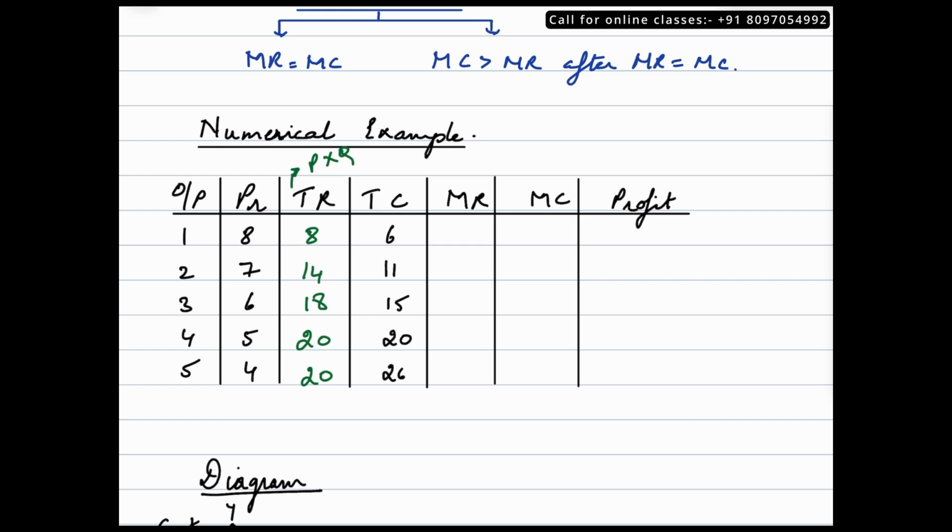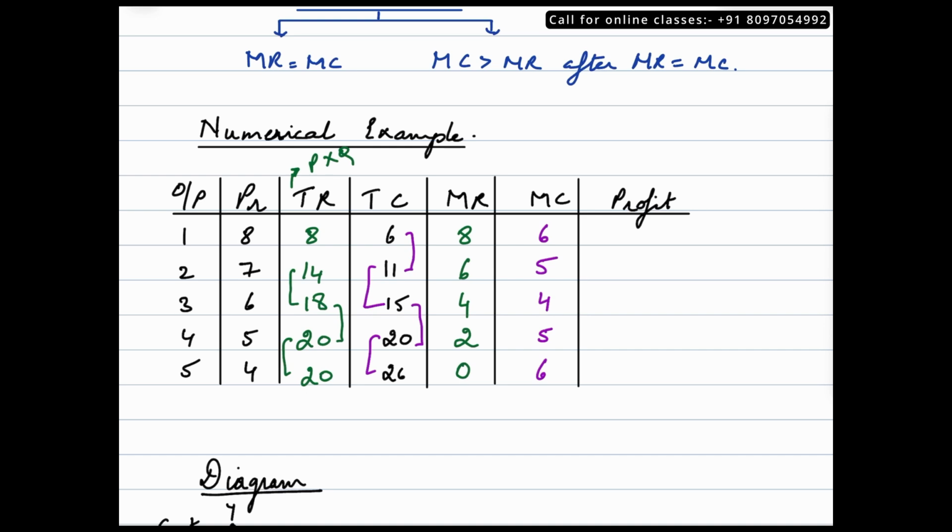Let's calculate the marginal revenue. So marginal revenue is basically the difference between total revenue of two successive units. So in the first case it is just 8, in the second case it is 6, in the third case it is 4, the difference between these. In the fourth case it's the difference between these two total revenues, which is 2, and finally it is this, which is 0. Let us now calculate the marginal cost. So in the first case it is 6, then 5, then the difference between these two 4, the difference between these two 5, and the difference between these two 6.